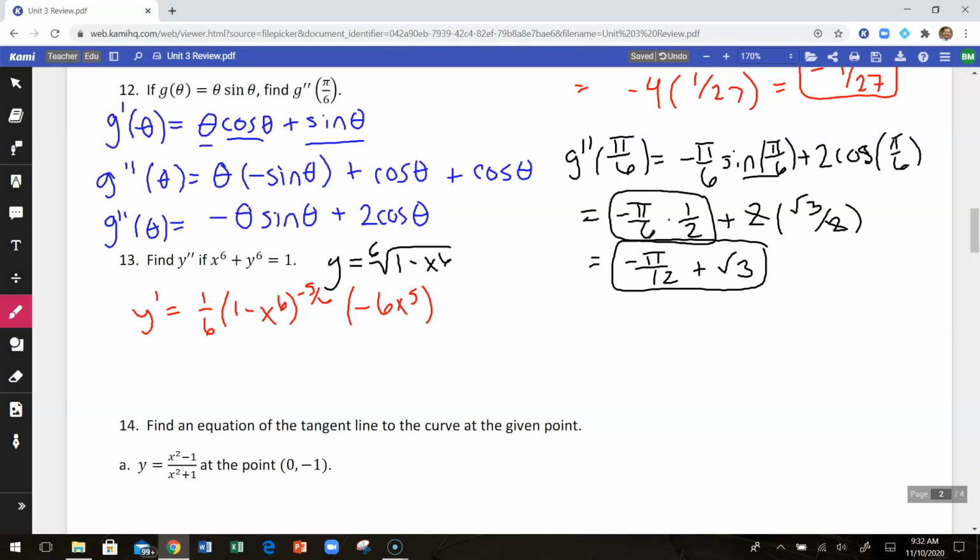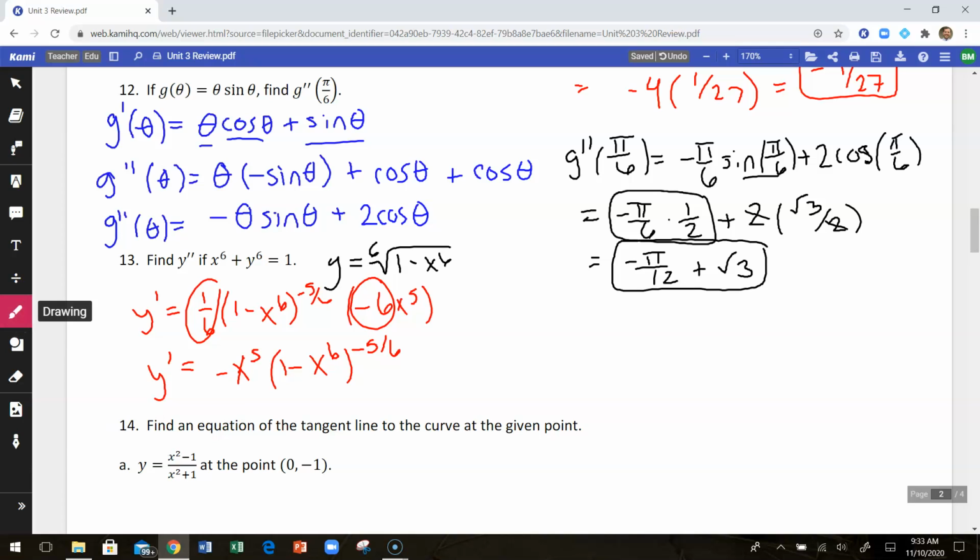Now I'm going to simplify that a little bit before I take my second derivative. The 1/6 and the negative 6, I can make that just be negative 1. So I've got negative 1. And I'm going to go ahead and actually put my x to the 5th out front. So negative 1 x to the 5th times 1 minus x to the 6th to the negative 5/6 power. Well, now to do my second derivative, I'm going to need to use the product rule.